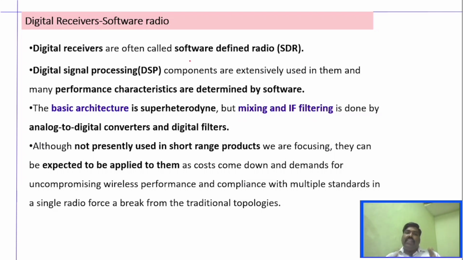And these digital filters are not predominantly used right now in short range devices or short range frequencies. That's because the cost is very high, right? But in future, as the performance requirement of wireless communication is increasing day by day, soon we will use these digital receivers even in short range devices or short range frequencies, right?